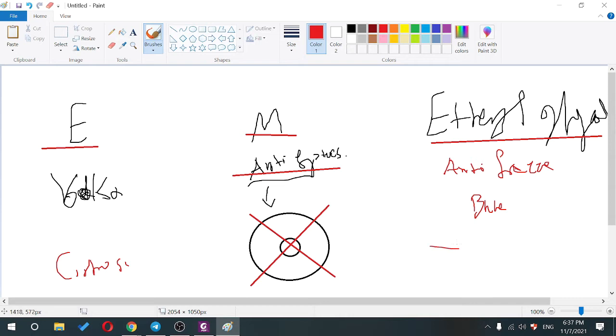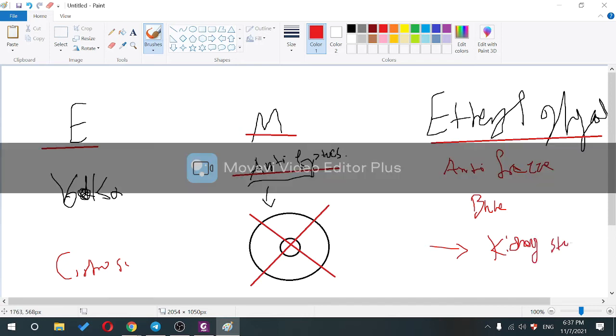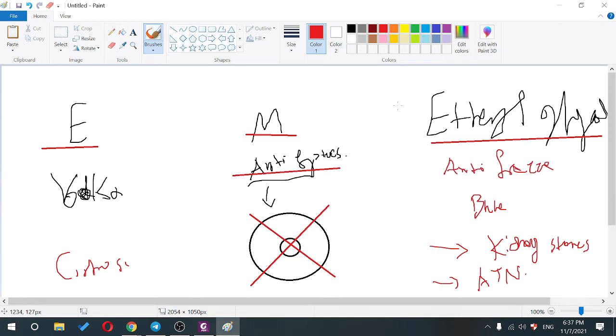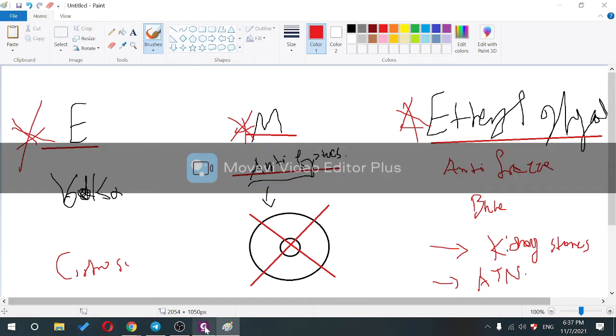If that is the case, you must know that it can lead to, one, kidney stones. Two, it can lead to acute tubular necrosis. So it's no joke. So ethylene glycol can lead to kidney problems. Methanol, eye problems. Ethanol, liver problems. I hope it makes sense.